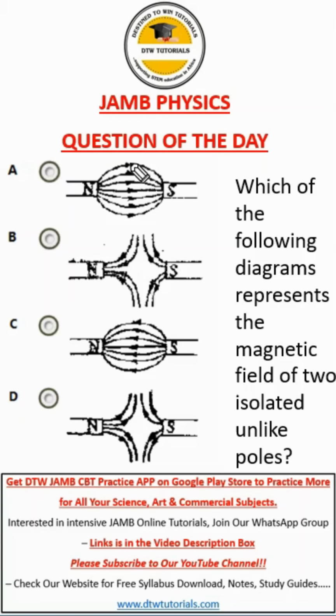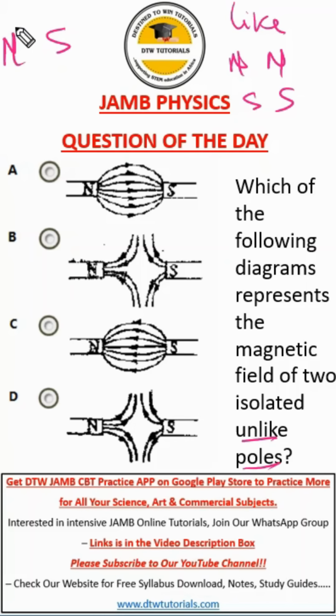Now you can get this JAMB physics question. It says which of the following diagrams represents the magnetic field of 2 isolated unlike poles? When we have the statement unlike poles, it means a north and a south. When you have the statement like poles, it means north and north or south and south. Remember, unlike poles attract, so you will likely have this kind of diagram for unlike poles. But like poles repel.